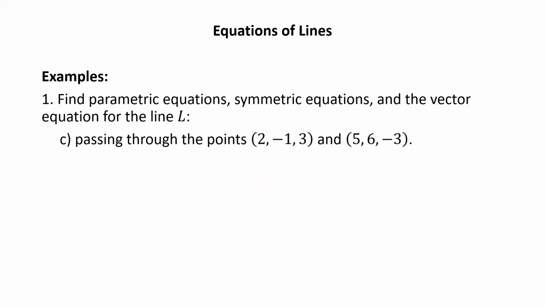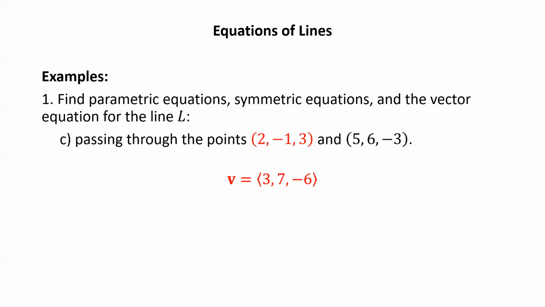Okay, and now let's find the equations of the line passing through the points (2, -1, 3) and (5, 6, -3). This time we're given 2 points instead of a point and a parallel vector, so we need to find a vector to which this line is parallel. The best way to do this is to take each coordinate of the second point and subtract each coordinate of the first point. So 5 minus 2 is 3, 6 minus -1 is 6 plus 1, which is 7, and -3 minus 3 is -6. And that gives us a vector to which the line is parallel.